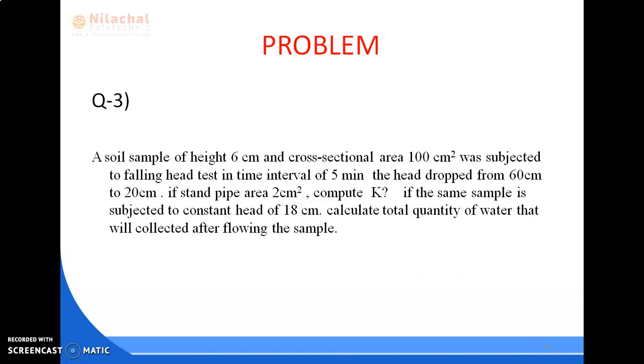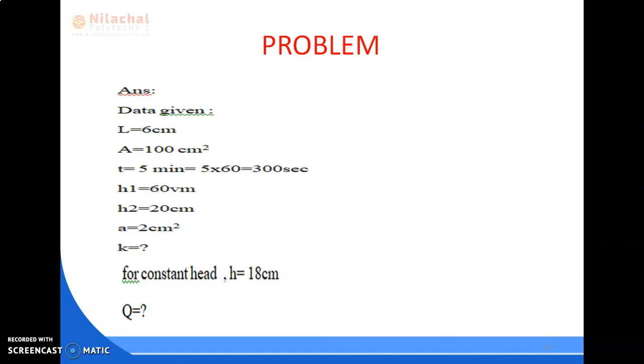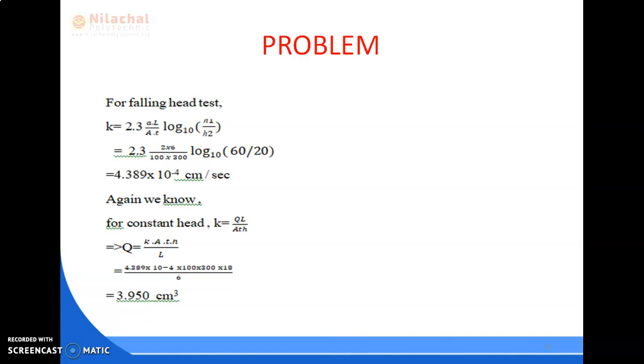So first work is to find out the given data. Length is given as 6 cm, area equal to 100 cm², t equal to 300 seconds, H1 equal to 60 cm, H2 equal to 20 cm, then area of standpipe a equal to 2 cm². Here we have to find K equal to question mark. Again for constant head, H equal to 18 cm, we have to find Q, the quantity of water, Q equal to question mark. So this much is given in the question, so let us find out. Everything is given to find K, so we can easily find it.